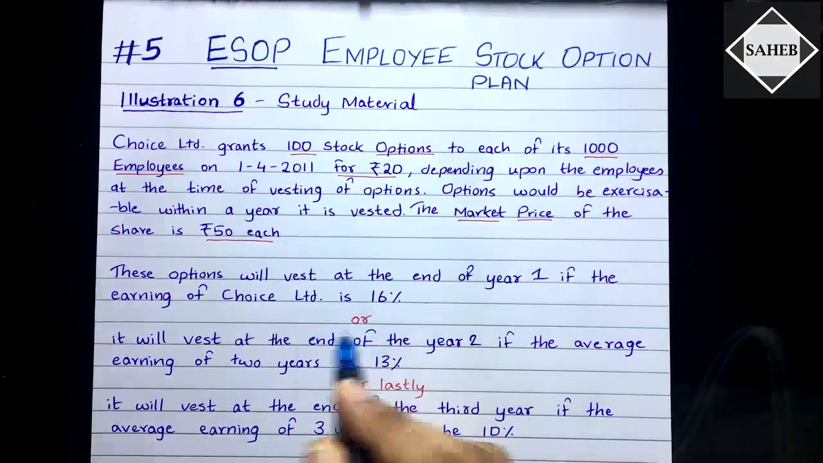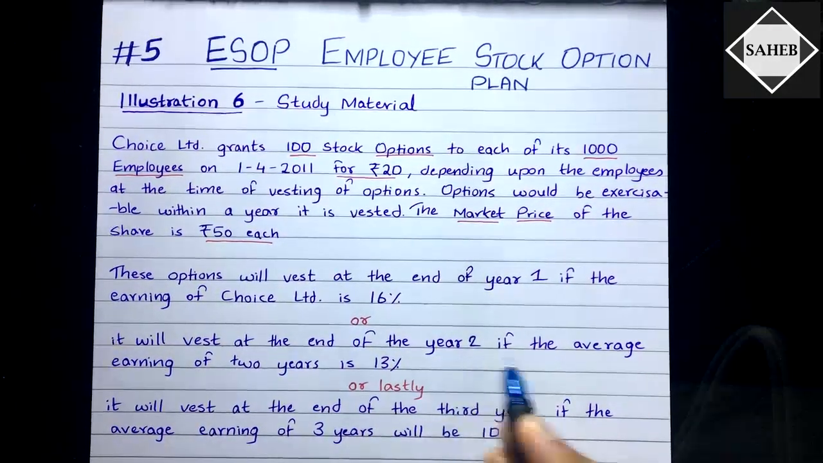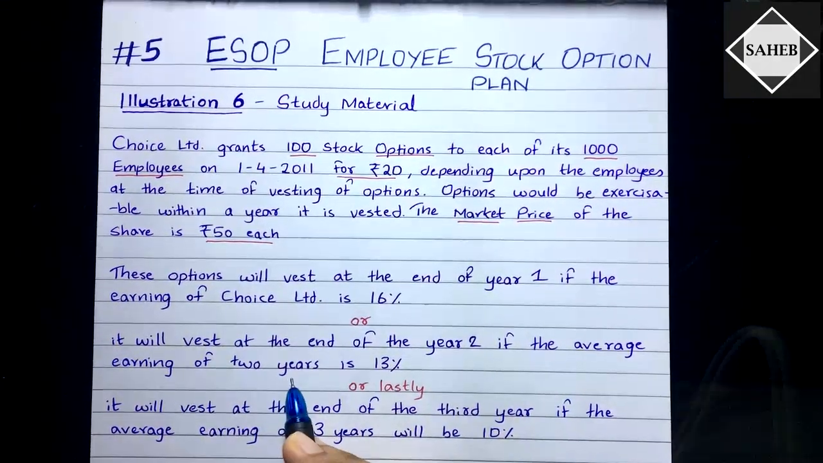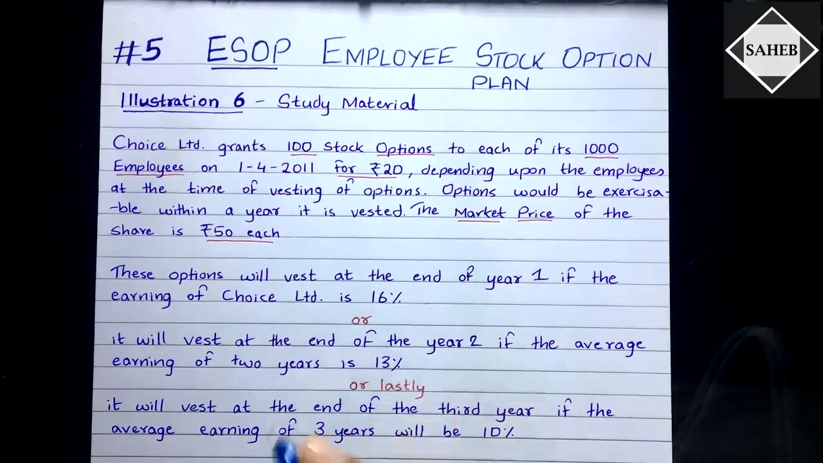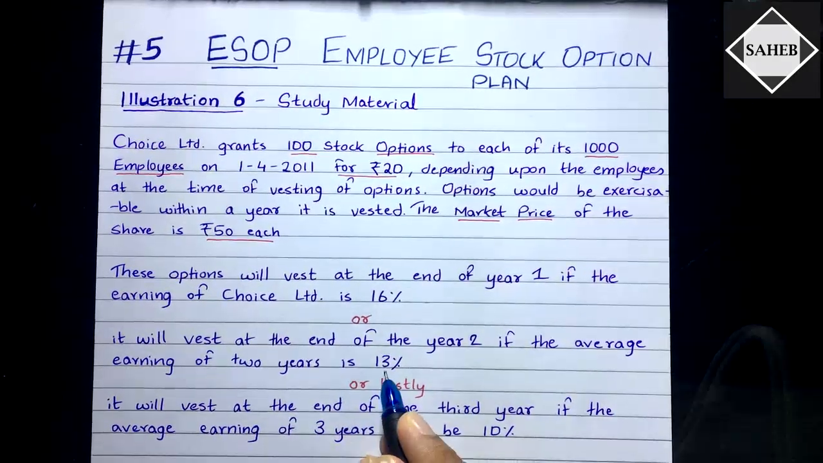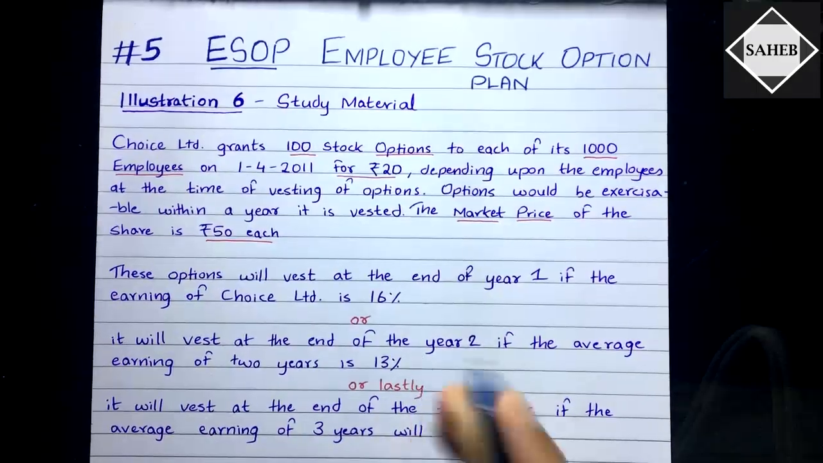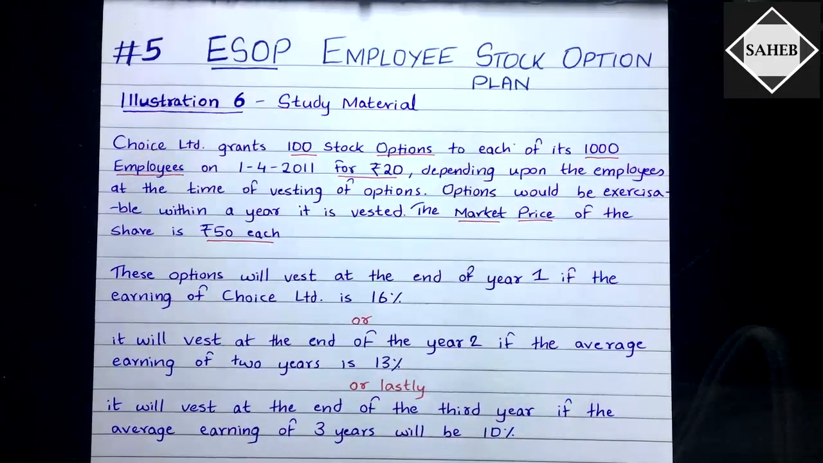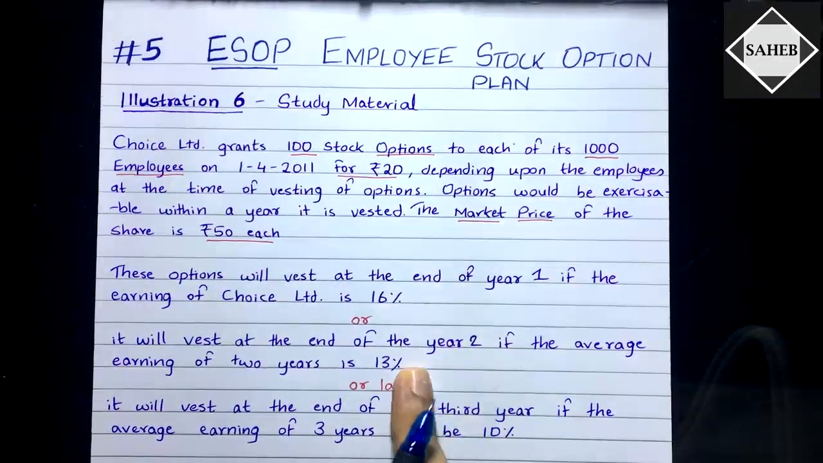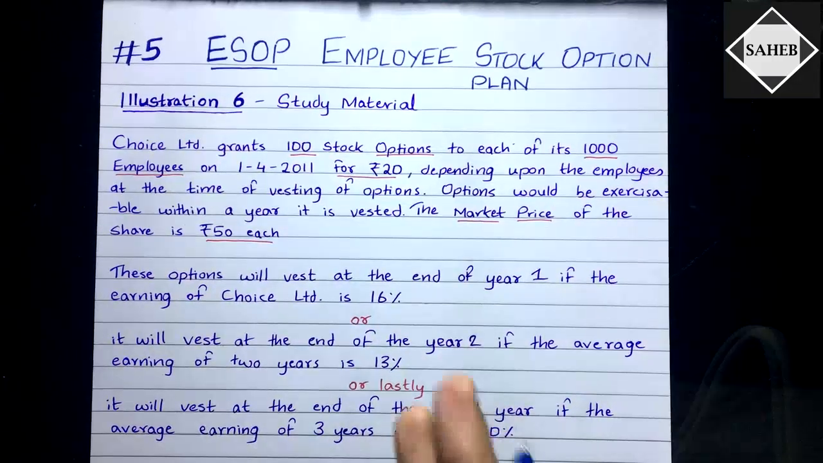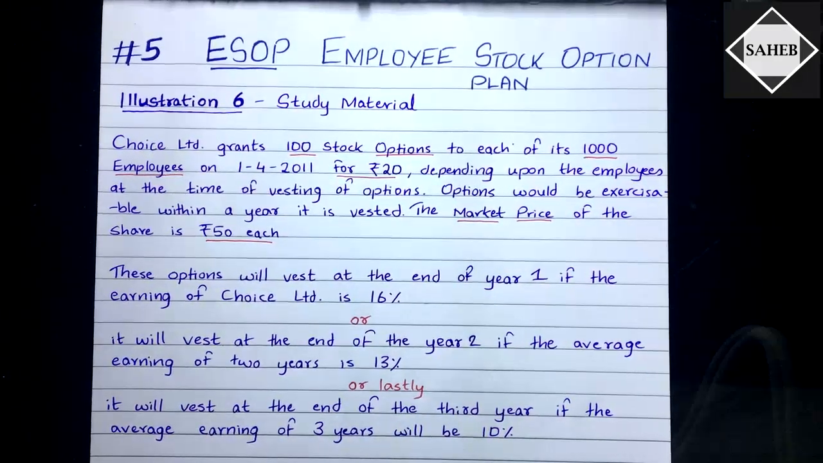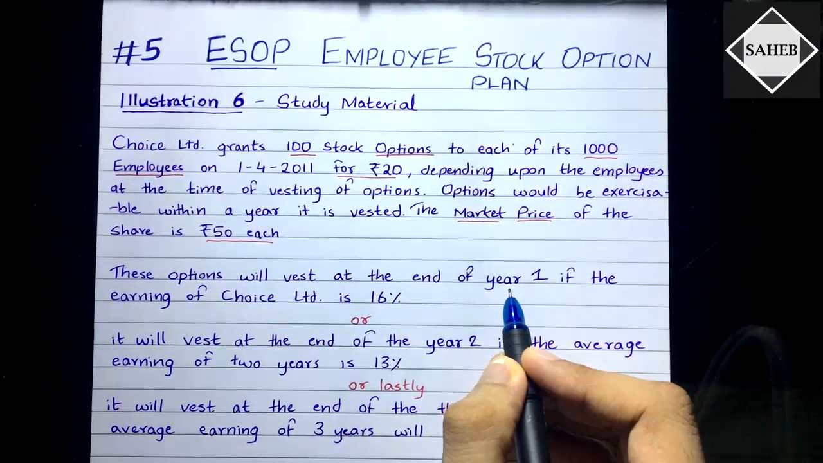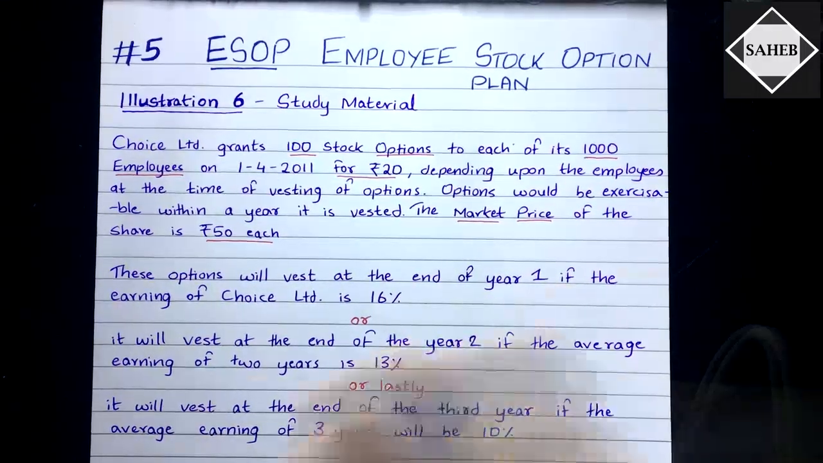See here. Or it will vest at the end of year 2 if the average earning of 2 years is 13%. अगर average earning of 2 years is 13%, तो दूसरे साल के एंड में ऑप्शन वेस्ट हो जाएंगे, राइट? So we will assume at the end of year 1. हमें फ्यूचर का थोड़ी पता है, क्वेश्चन में दिया हुआ है, in the question it is given, but practically सोचो, at the end of year 1 क्या हमको मालूम पड़ेगा? In the company, actual कंपनी नहीं मालूम पड़ेगा.